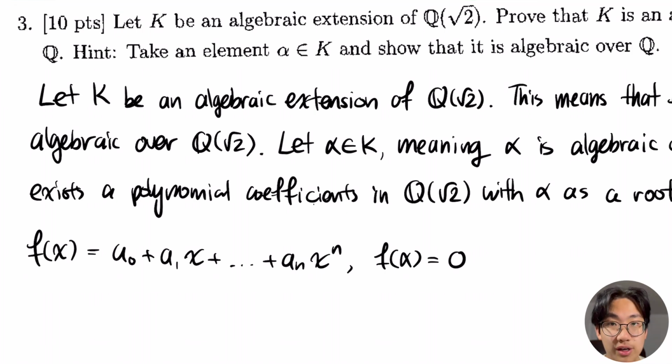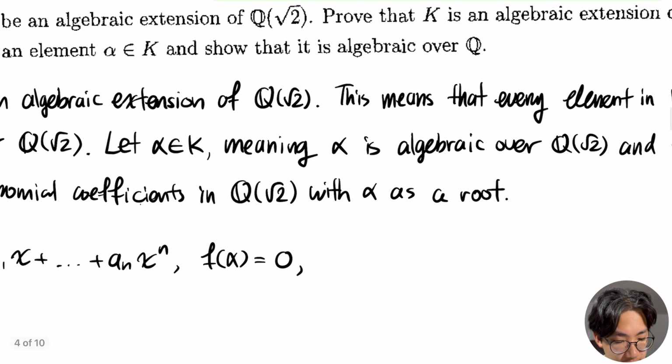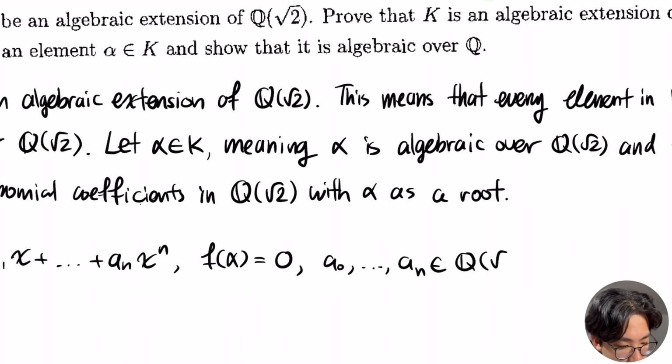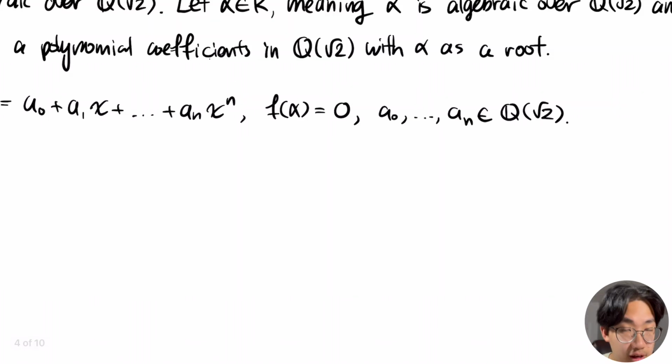It's also important to note here that all of these coefficients are in Q adjoined root 2. So let's quickly write that here: a0 all the way to an are in Q adjoined root 2. So from here, we can do some manipulations to try to work in Q instead of just Q adjoined root 2.